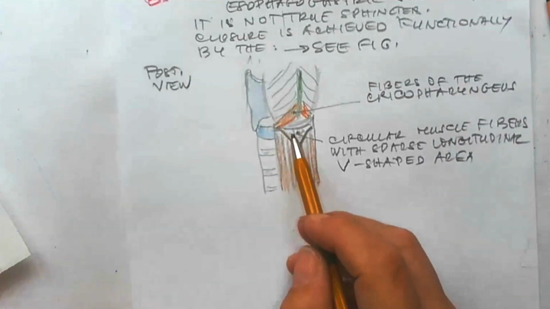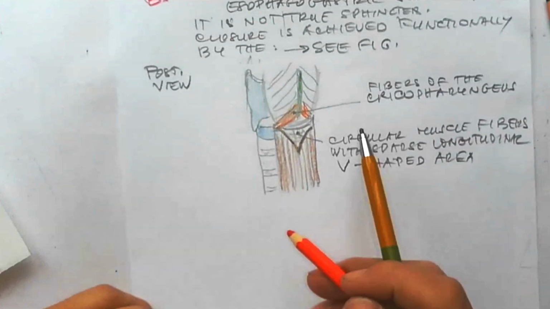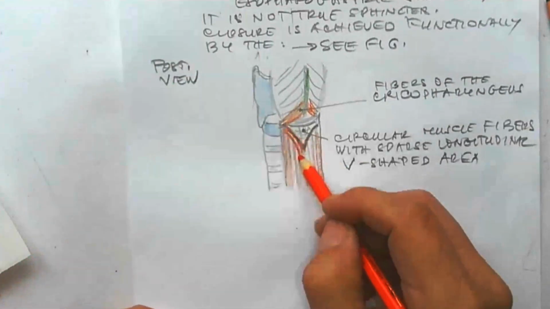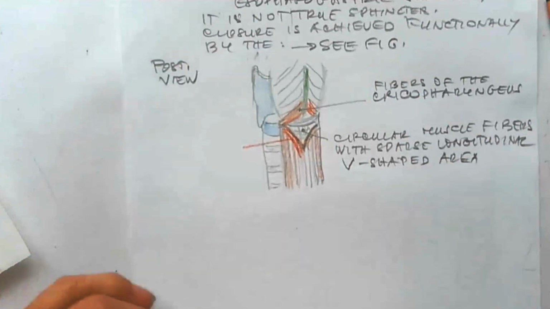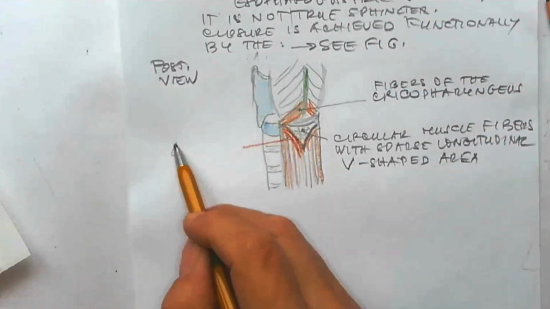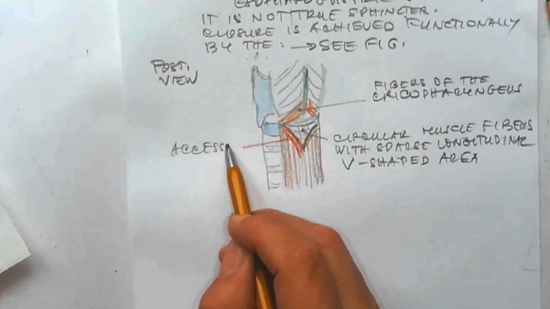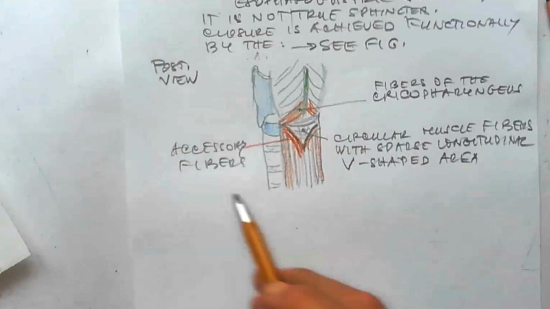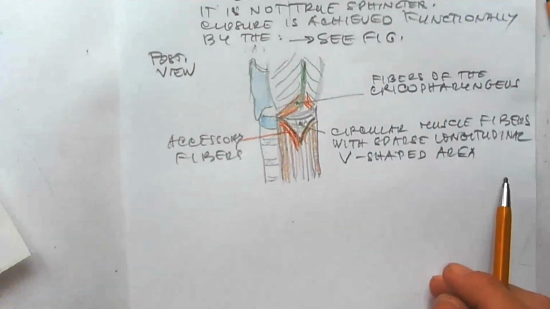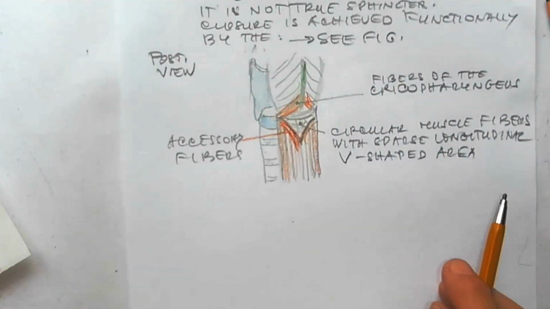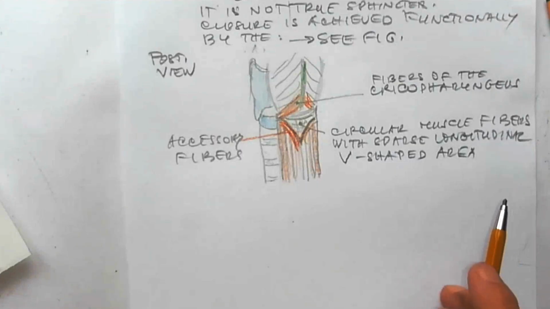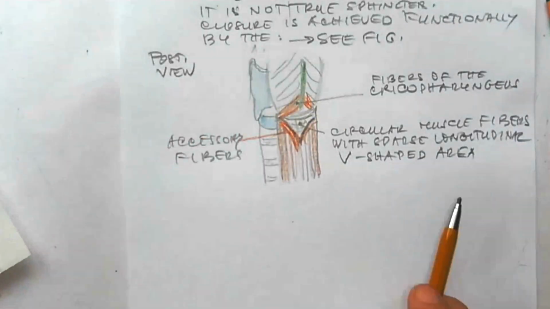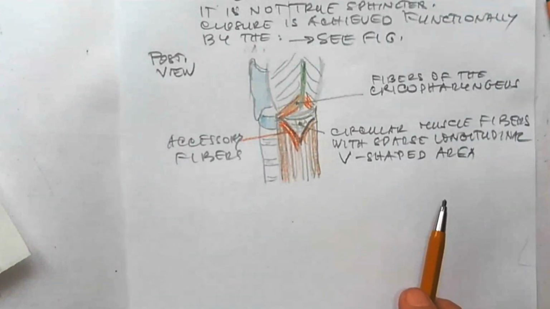Fine. And then there are also some accessory fibers. They run on the sides. We call them simply accessory fibers. So this is the inferior sphincter, accessory fibers from the posterolateral part of the cricoid cartilage. So this is what we see there. So there is the inferior sphincter.